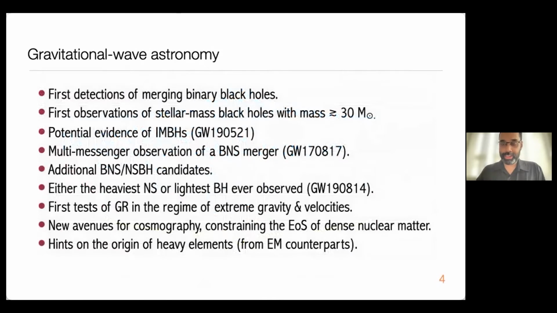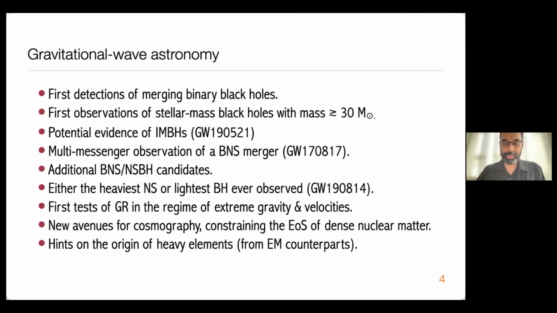And these observations have resulted in an enormous amount of science. I know I'm preaching to the choir here, and most of you are very well aware of the science that came out of these observations. But still, if there is anyone who has not really followed the full science of gravitational observations, let me give you a very quick summary.